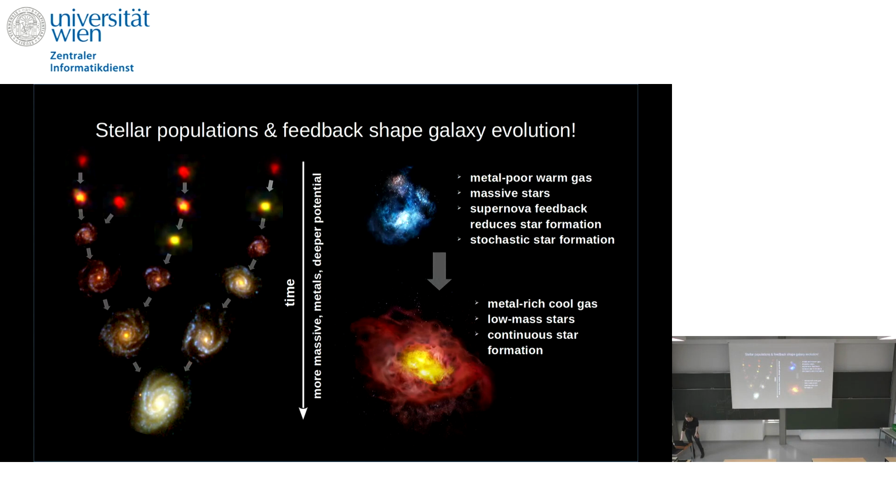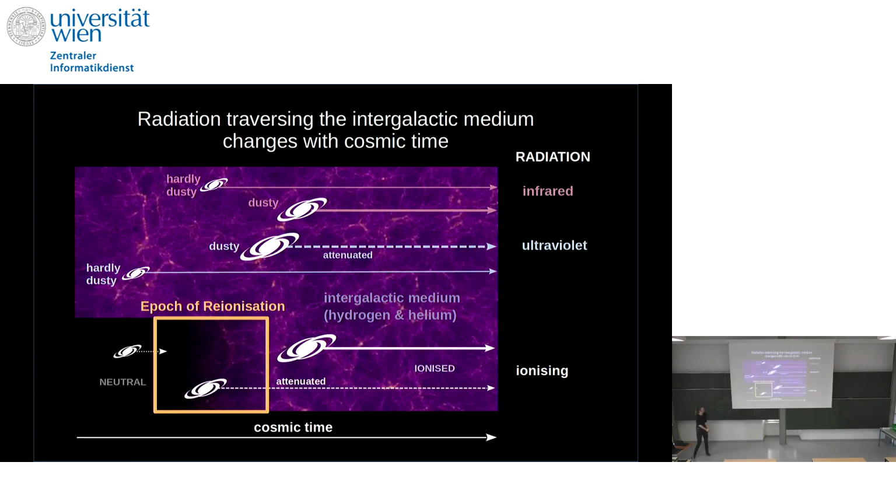So the question is, what do we see from these galaxies? And I decided, okay, I focus on three parts, which I think we also observe. So we have the infrared, the ultraviolet, and the ionizing part of the emitted spectrum.